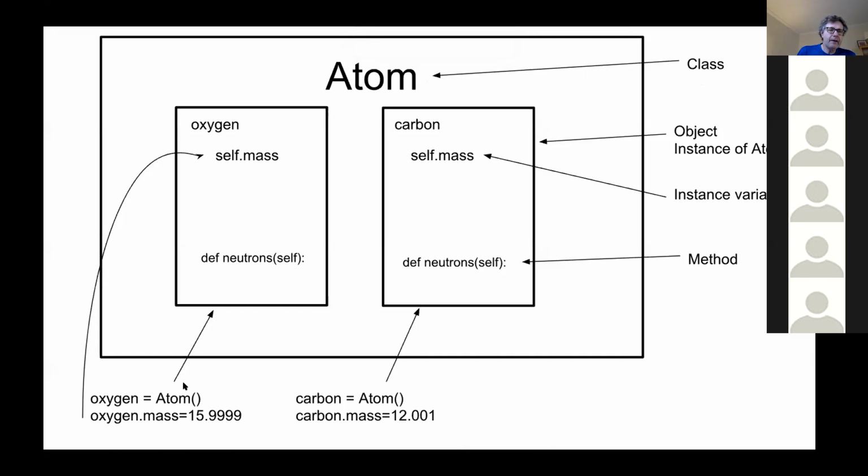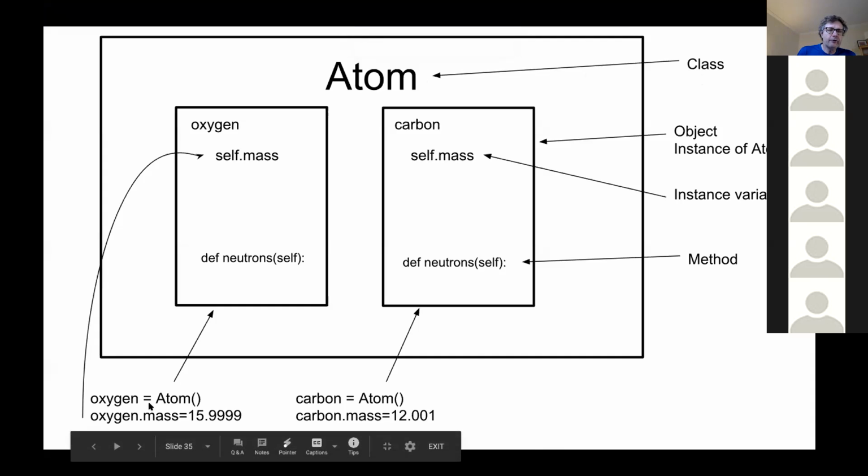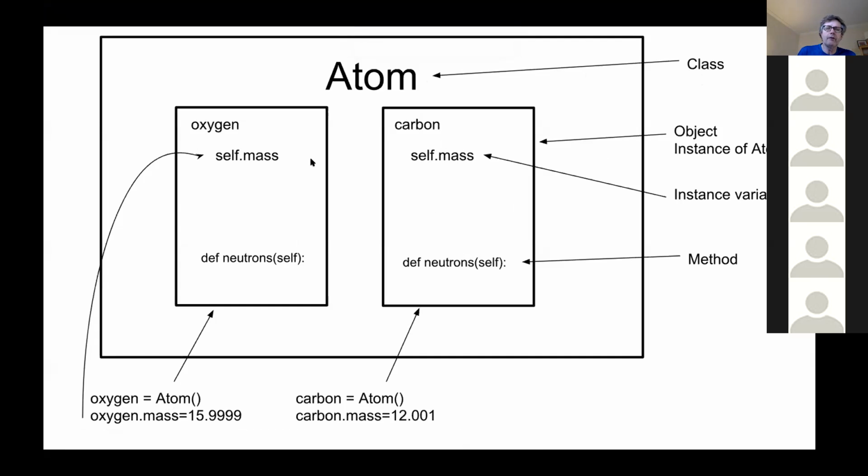When I make oxygen equals Atom, I'm creating an instance of an atom. And when I make carbon equals Atom, I create an instance of an atom. So we call these objects. Objects are instances of an atom, right? An atom is a concept, it's a prototype, and we can make things of that type.